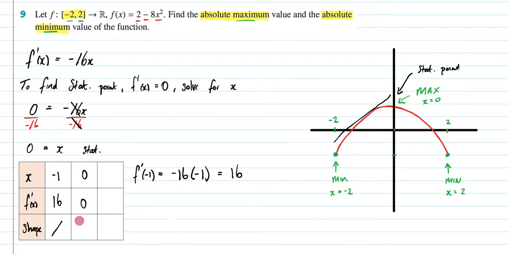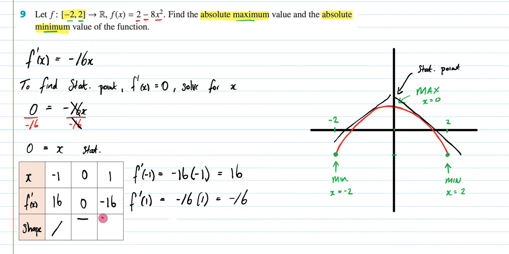Then I have my stationary point, so it's going to be there. And now I'm going to test a point on the other side of my stationary point, so now 1. Now, if I was to draw in a tangent at that point, it would be something like this. And as you can see, my tangent is going down. It's going to be negative. So let's now prove that. If I subbed in 1 into my derivative, I'm going to get -16 times 1, which is -16. So I get negative here. Because it's a negative number, it's going down.